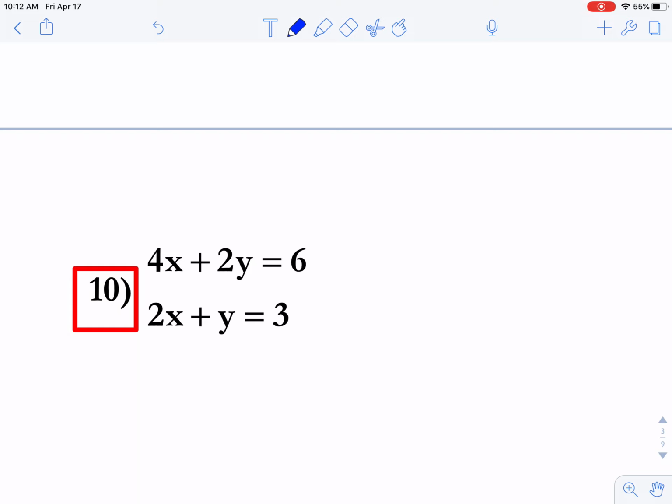So the first one, this is all from Review Worksheet 5. I'm not sure which problems Mrs. Young chose to do, so I'm sorry if there's any repeats. But I'm starting with number 10. This is an arbitrary solution problem.